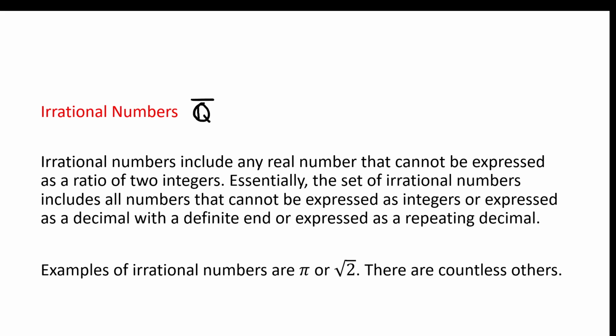And irrational numbers include any real number that can't be expressed as a decimal with a definite end, and that's also non-repeating. The most famous of those numbers is pi. Pi is equal to 3.14159265, etc. Another example is the square root of 2. The square root of 2 is an infinitely long decimal that does not ever repeat, and there are countless others.